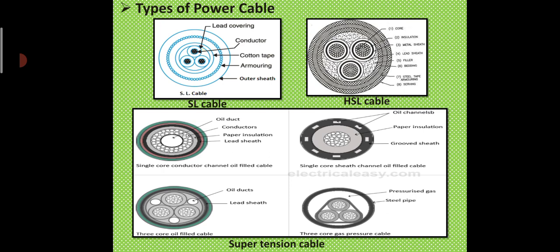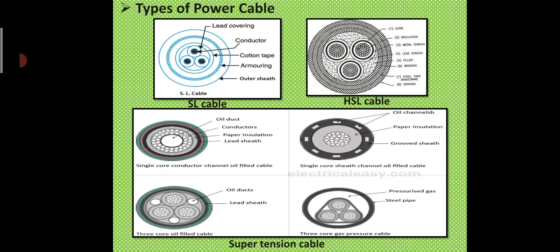Single core cable with oil channel in sheath. In this type of oil filled cable, the core is solid or stranded. There is insulation around the core. To provide the oil channel, notches are cut in the sheath or spacers are provided between the insulation and sheath.